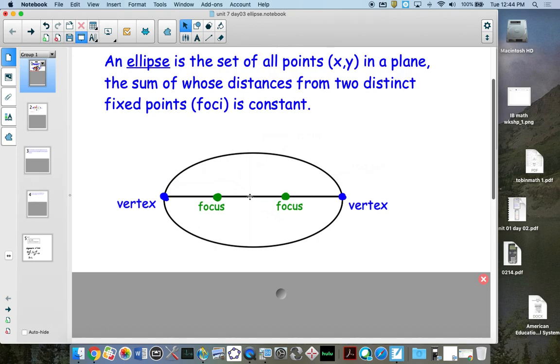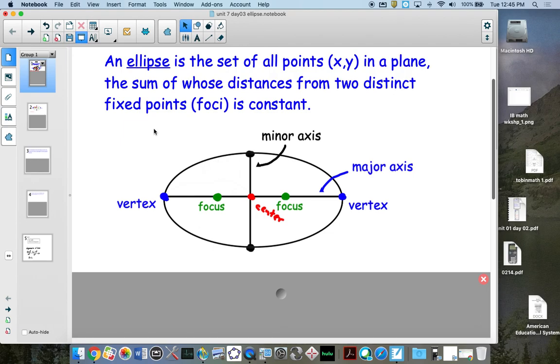The midpoint of that is called the center, and the segment from one vertex to the other is referred to as the major axis. So the foci and the vertices and the center are all on the major axis. Now if we draw another line through the center that's perpendicular to the major axis, that'll intersect the ellipse at 2 points. And that segment has a name, and it's called the minor axis. We don't have a special name for the 2 endpoints of the minor axis. So that's how we'll refer to them. I'll just say, what are the coordinates for the endpoints of the minor axis?